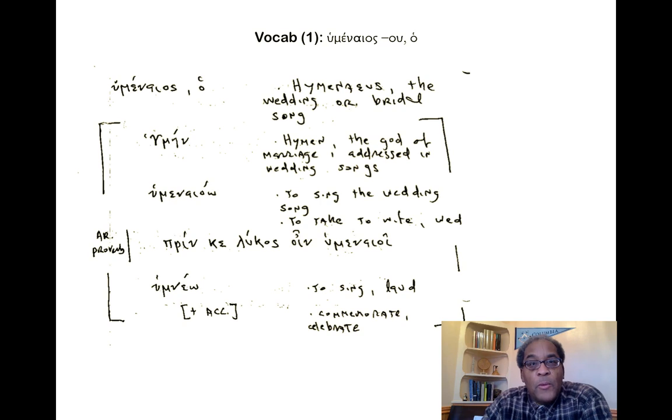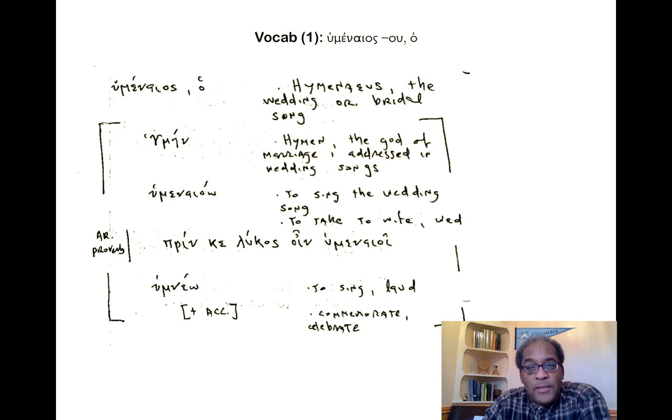Other vocabulary here, we have ὑμέναιος, ho hymenaios, which refers to a bridal or wedding song. Okay. Hymen was the god of marriage and was addressed in these wedding songs. And hymenaioo is to sing the wedding song, but can even mean to take a wife or to wed. Okay? And you have this nice Greek proverb, prin ke lukos oin hymenaioi. Sooner a wolf would wed a lamb.